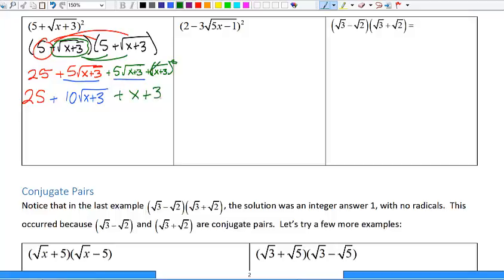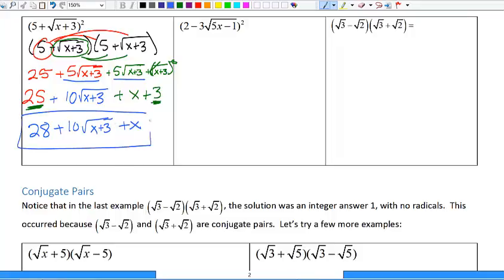And in our last term, the square and the square root undo each other, and I'm just left with x plus 3. Now, a lot of students would assume that you're done at that point, but now that the x plus 3 is out of the radical, the 3 and the 25 are like terms, so we have to add them to get 28 plus 10 times the square root of x plus 3 plus x. This is my final answer.